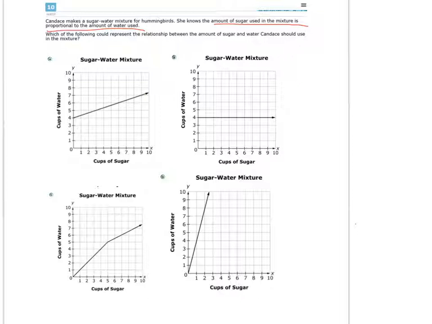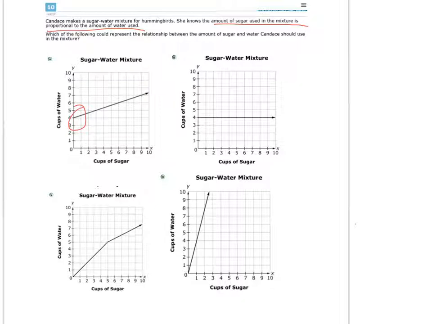Now, let's start with letter A. So if you look at letter A, it starts off with 1 cup of sugar, and it's going to be a little bit over 4 cups of water, and then 2 cups of sugar ends up being at about 4.5. So there's one thing I do want to point out. When a graph is proportional, it should be going through the origin. And as you can tell, it is not starting at the origin. It is starting at 4 cups of water for 0 cups of sugar. So therefore, that's not proportional because it's saying the amount of sugar is proportional to the amount of water used.